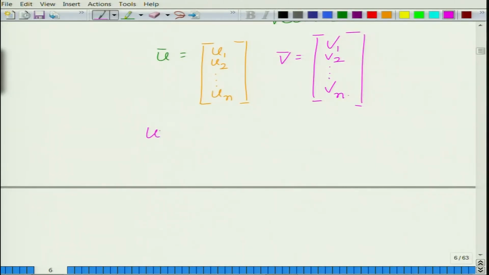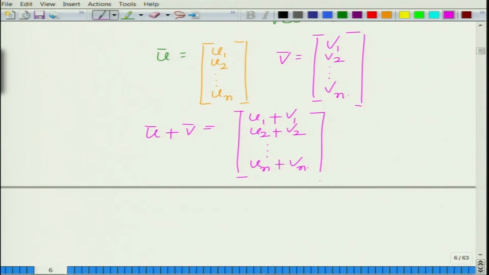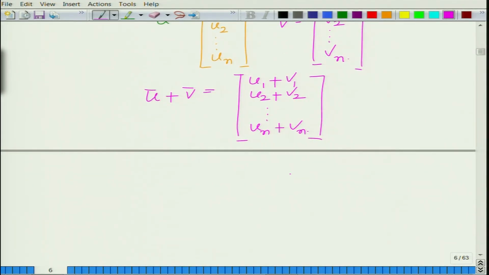So, u bar plus v bar will also be an n dimensional vector with first element u1 plus v1, u2 plus v2, and nth element un plus vn.